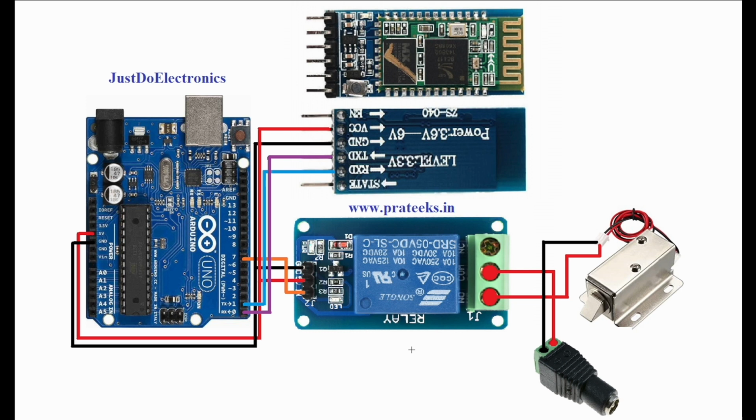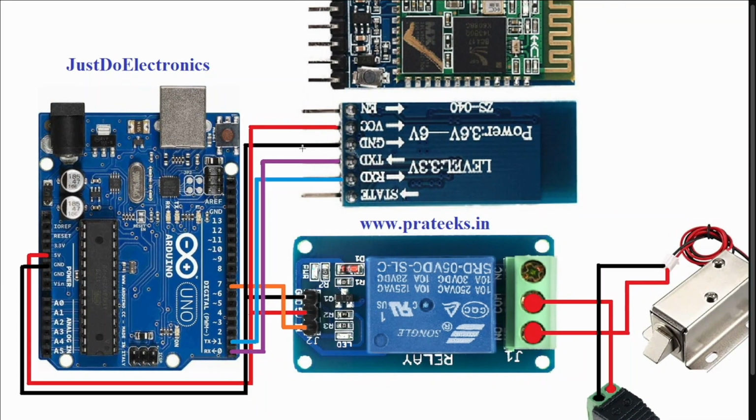I will explain where I connected all these pins. I am starting with this Bluetooth module. See, the Bluetooth module VCC is connected to the 5V of the Arduino, and the ground is connected to the Arduino ground. The TX pin will be connected to the Arduino RX pin, and the RX pin will be connected to the Bluetooth module. Sorry, the Arduino TX pin will be connected to the Bluetooth module RX pin.